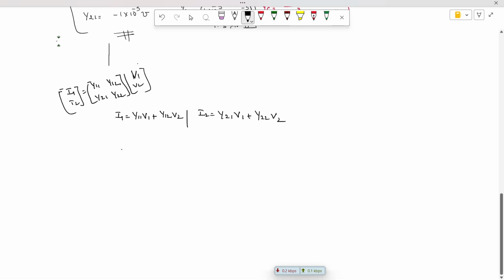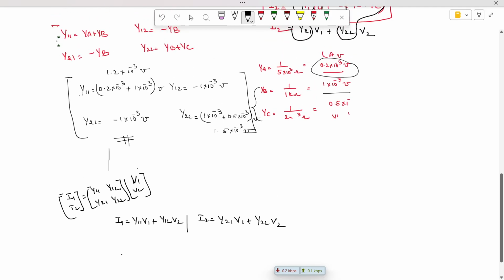So here we have V1, V2, I1, I2. Now what are the expressions of I1 and I2? I1 is equal to Y11 V1 plus Y12 V2. This is one expression. Next, I2 is equal to Y21 V1 plus Y22 V2. First let's try to do it for this, and later we can substitute the values.